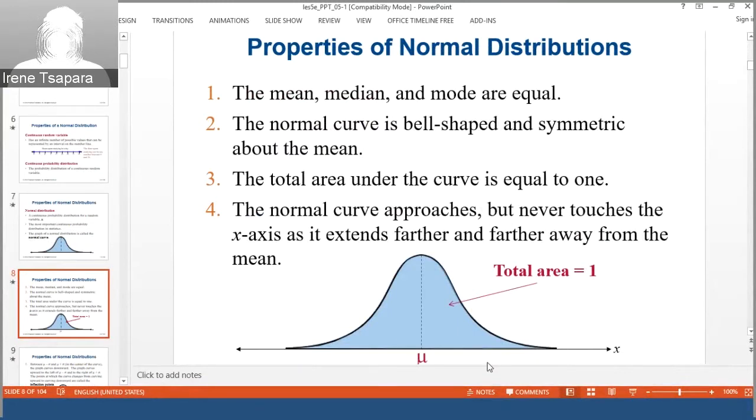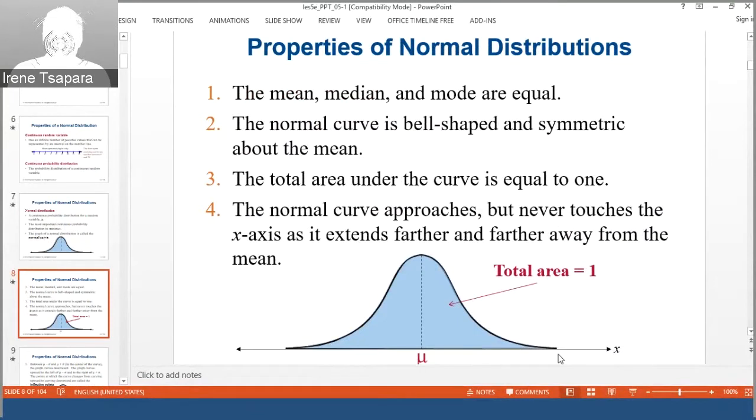Now, since this curve represents nothing else than a probability distribution, and we have seen probability distributions in the past, the x-axis represents all the values that the variable x can take, and the y-axis, because after all, it's just a graph, there is a y-axis. The y-axis represents the probability that the specific value of x takes at a specific point.